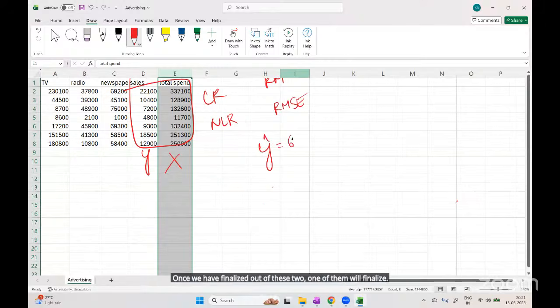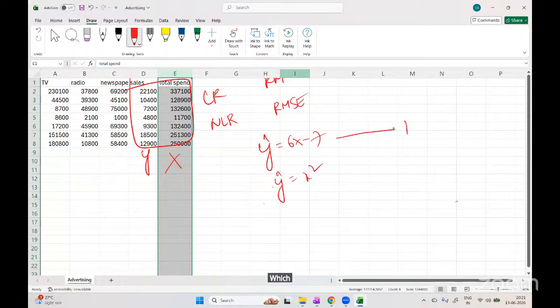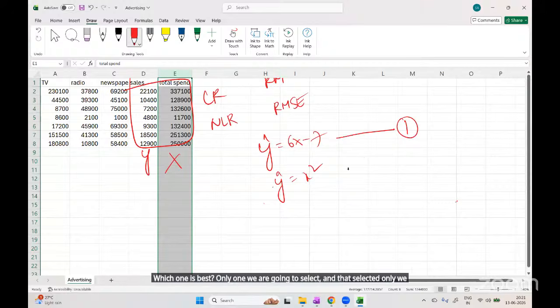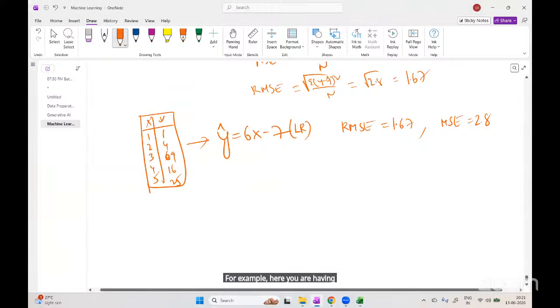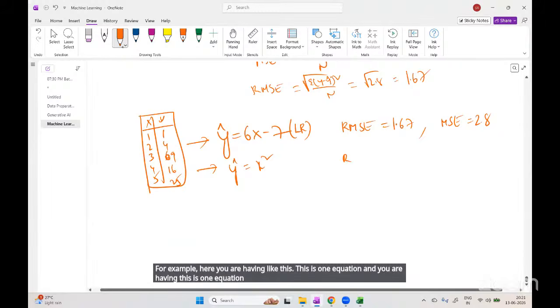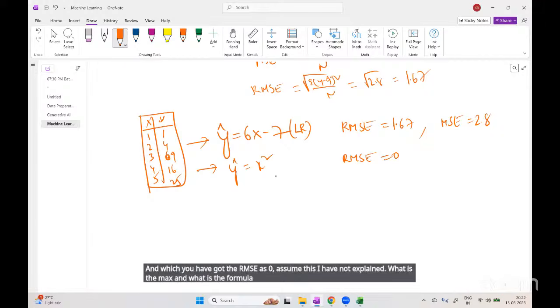For example, this equation is best. Once we have decided which one is best, only that one we are going to select, and that selected one only we'll use for future data prediction. For example, here you have one equation, and here you have another equation, and assume you have got the RMSE as 0. This I have not explained, what the math is and what the formula is, just as an example.